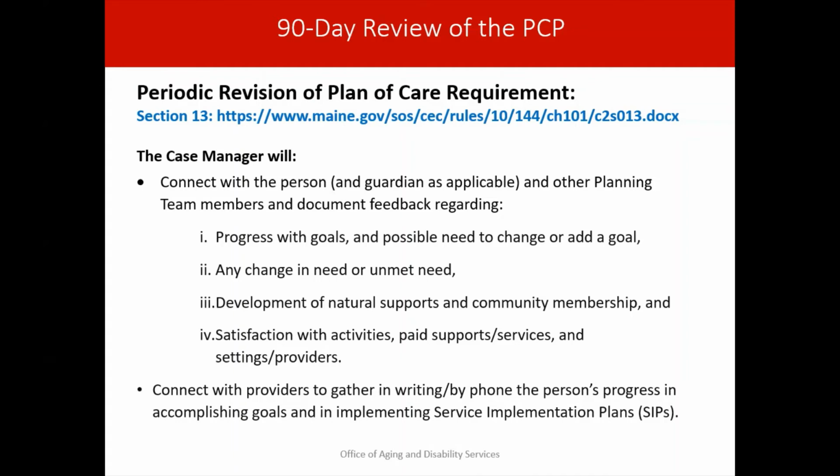Also, the 90-day review will consider any change in need or change in unmet need. We'll consider the development of natural supports and community membership, and also the person's satisfaction with activities, paid supports, services, as well as settings and the providers that are supporting them. You will also connect with the waiver service providers to gather in writing or by phone the person's progress in accomplishing goals and implementing service implementation plan. As you are connecting with a person to complete the 90-day review, remember to ask, do services and supports help the person move in the direction of their goals and the vision for their good life?